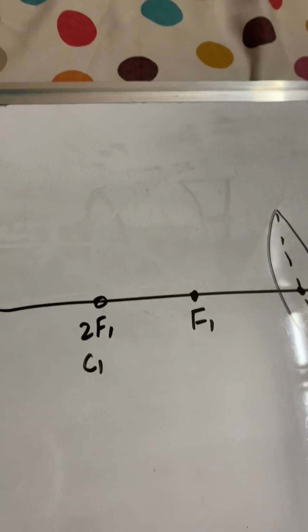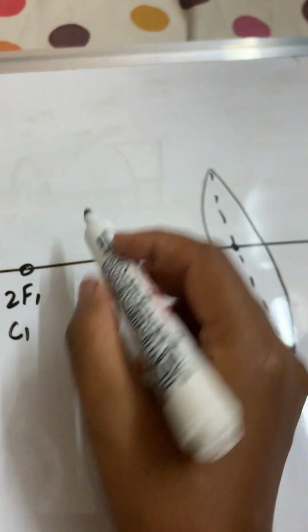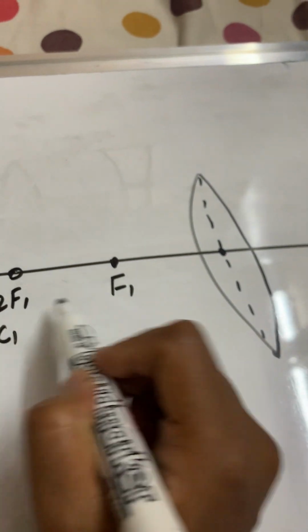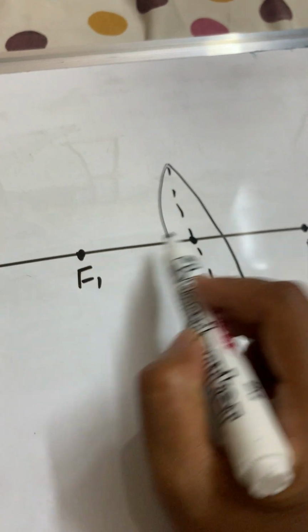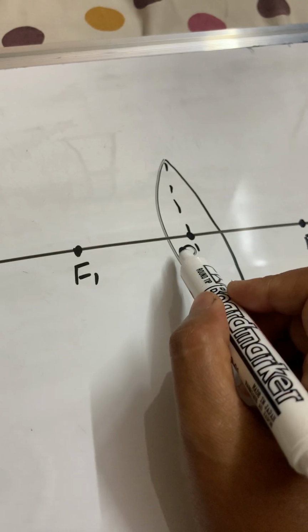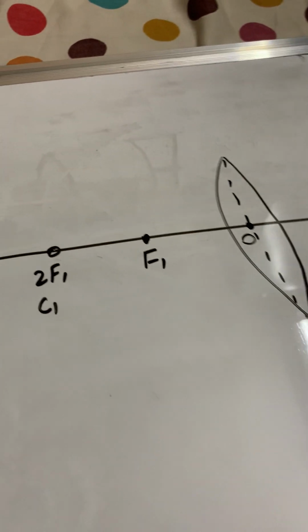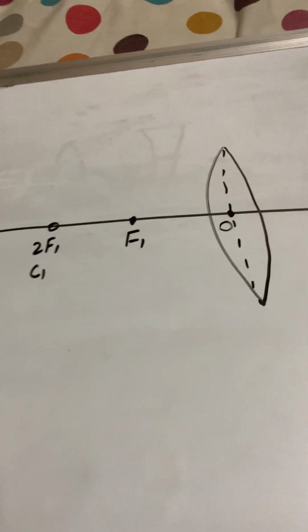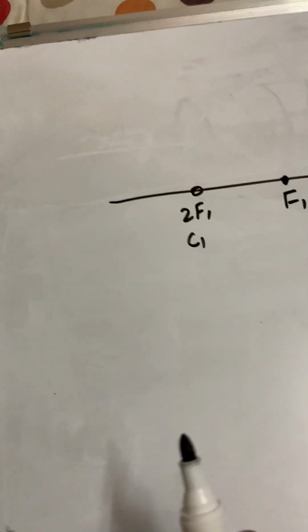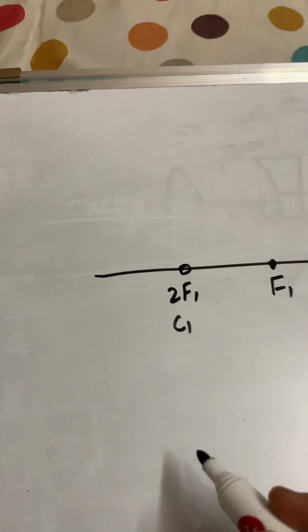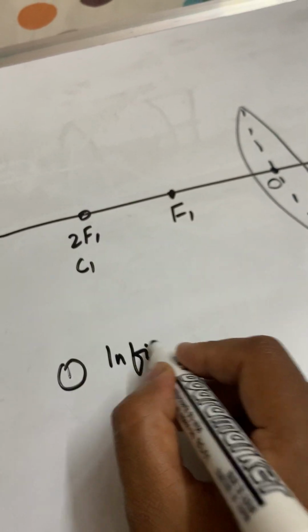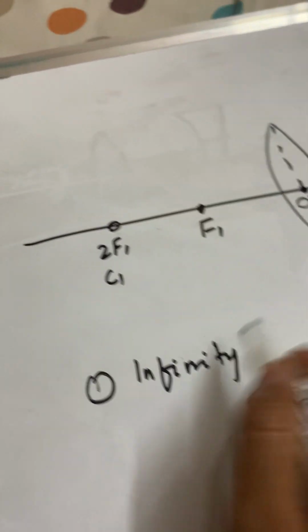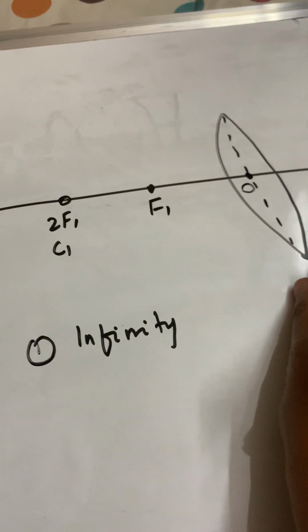Very far from c1, we call it at infinity. We can keep it here. We can keep it between c1 and f1. We can keep it at f1. We can keep it between the optic center and f1. So at different positions, the images will be different, this being a spherical lens. Now I will start with infinity. Infinity means very far away as compared to the aperture of the lens.